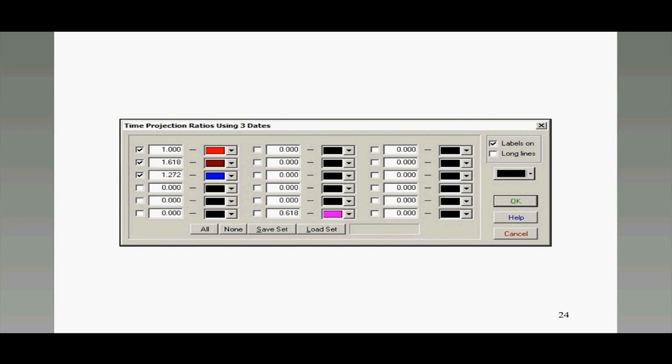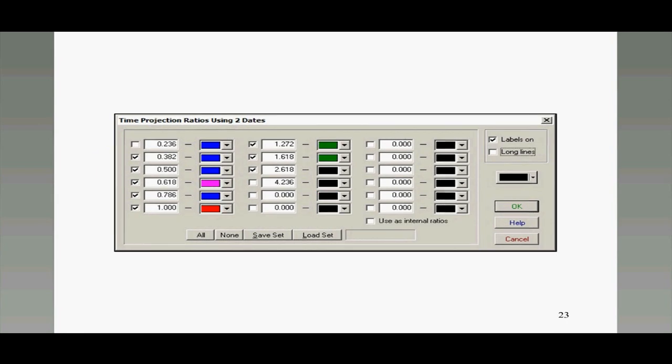Okay, let me show you the 2 dates, the previous slide. Here's the time projection tool where you do the time cycle ratios on Dynamic Trader. This is using the 2 dates or the 2 points. TOS, I don't know what TOS is. Third-party vendors.